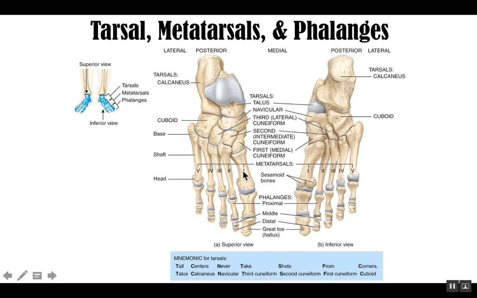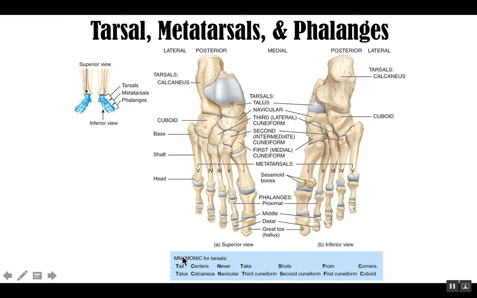Then we move distal and we have metatarsals. Those are in your feet. Metatarsal 1 being your big toe side of the foot. Metatarsal 5 being your little toe side of the foot. And then just like your finger bones, the bones in your toes are phalanges that we give directional terms: proximal, middle, and distal. I will also note that your hallux, or big toe, or great toe, only has a proximal and a distal. There is no middle.